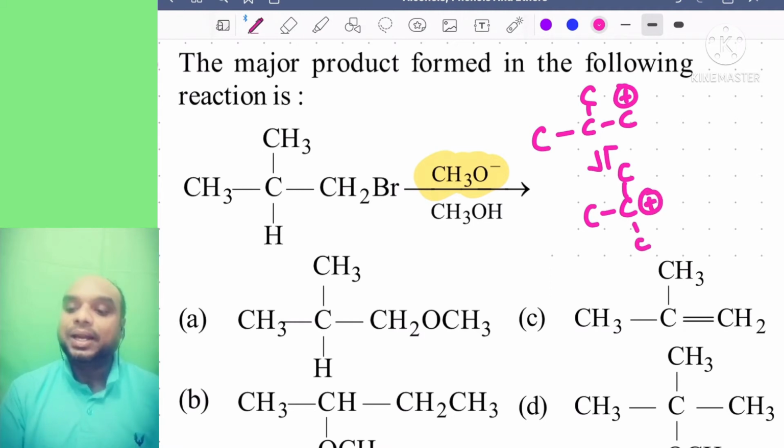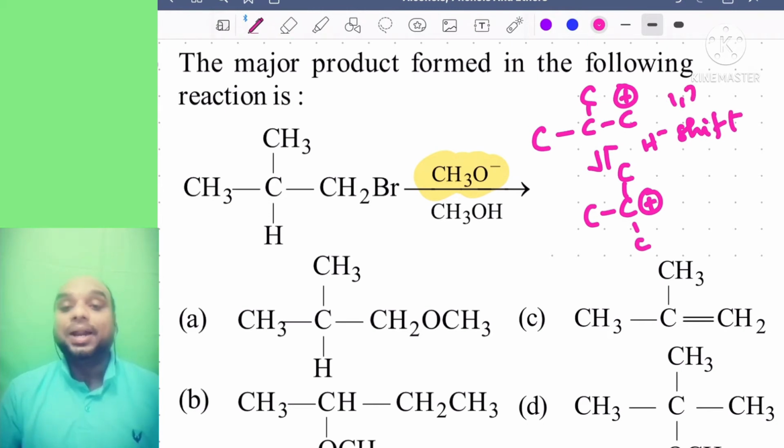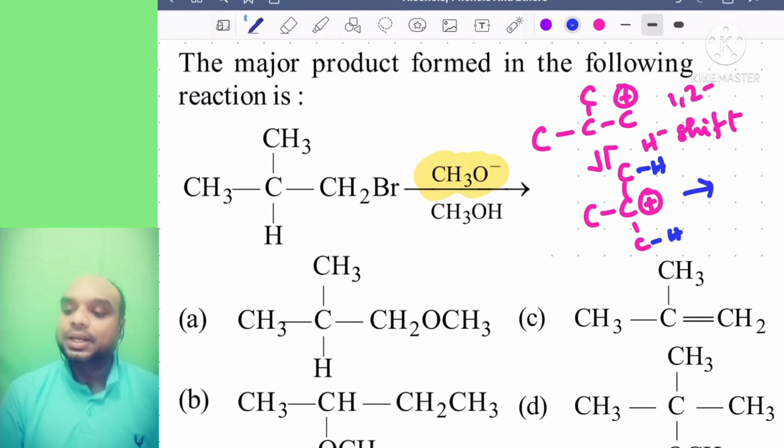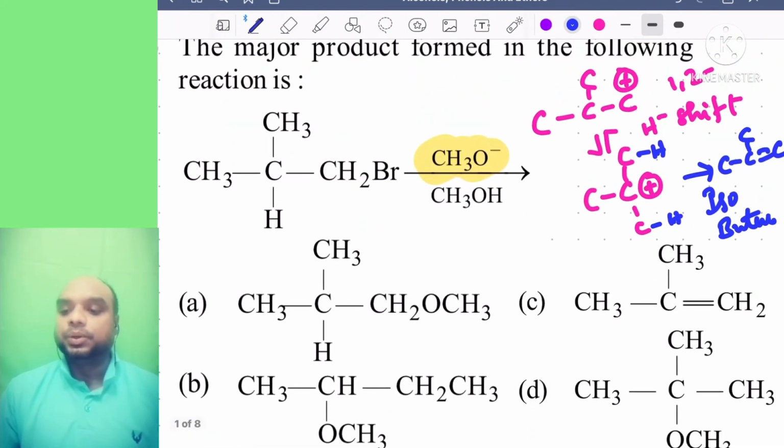So here a hydrogen shift, a 1,2 hydrogen shift, is taking place. Now it takes any one beta hydrogen, either this one or this one. From that you can get it like this. Like that, what are you getting? Isobutene. We are getting isobutene here. Okay, students, understand?